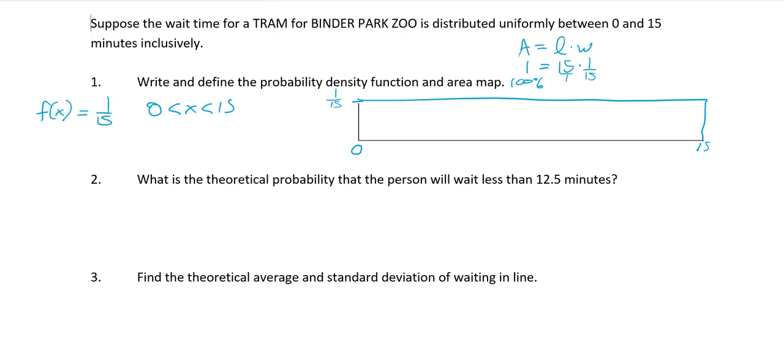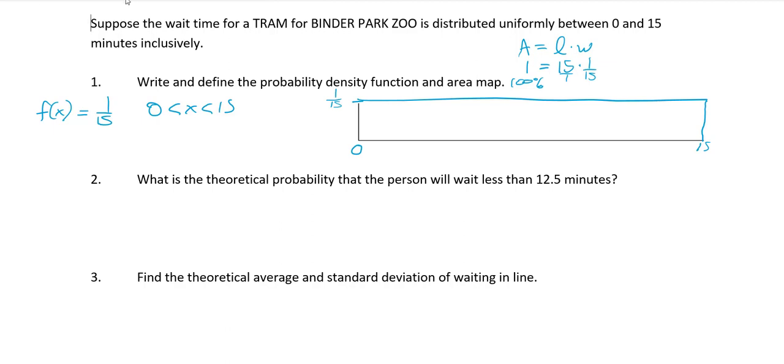And inclusively could also mean less than or equal to symbols under here. I'm not going to get too far into the weeds about that because you could technically wait 0 or could technically wait exactly 15, but we're just going to leave it like this, thanks to how the book would do this work. So let's look at the theoretical probability that the person will wait less than 12.5 minutes.